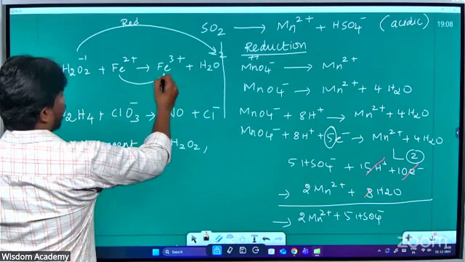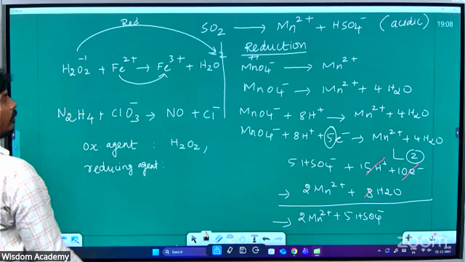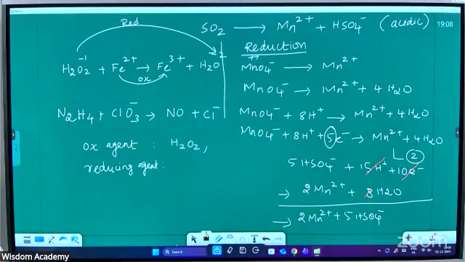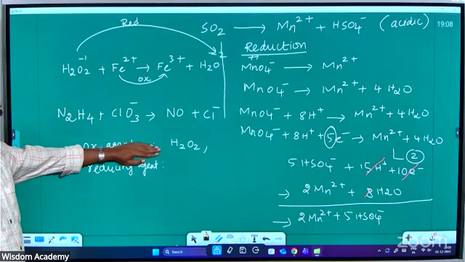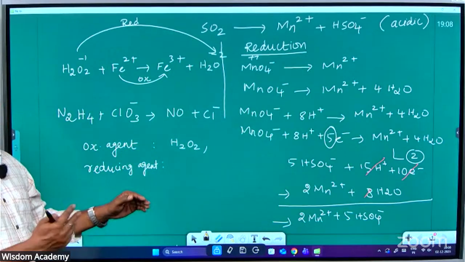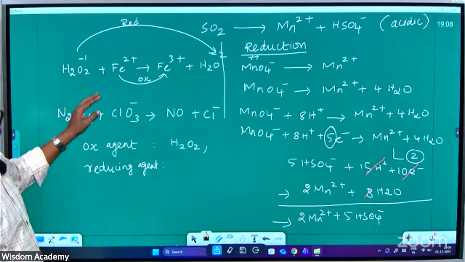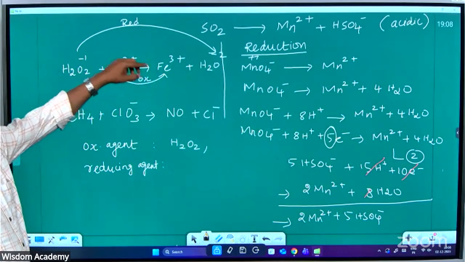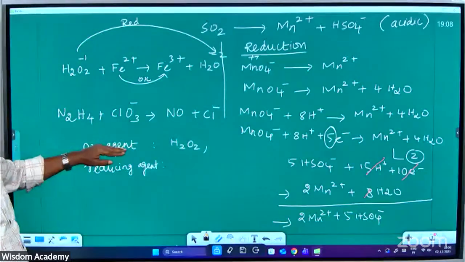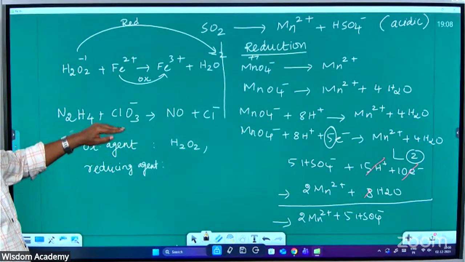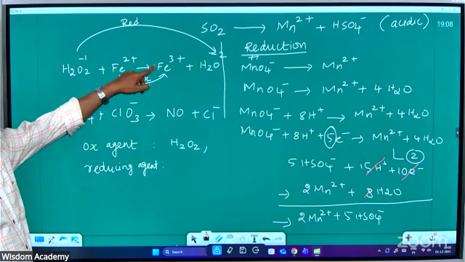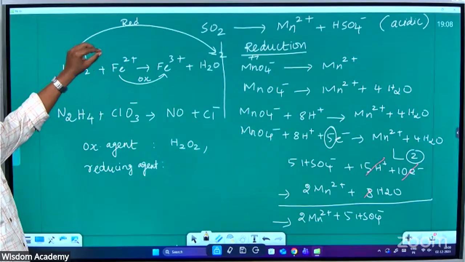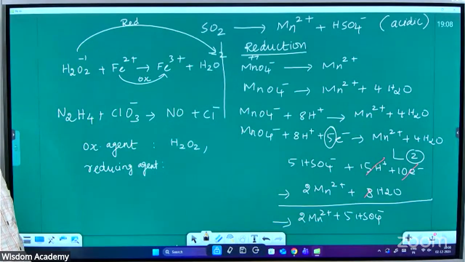Another one will be oxidation. This is oxidation. The oxidizing agent is the substance which helps to oxidize other substances, but itself gets reduced. Here hydrogen peroxide is reduced to H2O. Therefore, this species acts as the oxidizing agent. Another one, Fe2 plus is oxidized to Fe3 plus. So here Fe2 plus is oxidized, so it is the reducing agent.